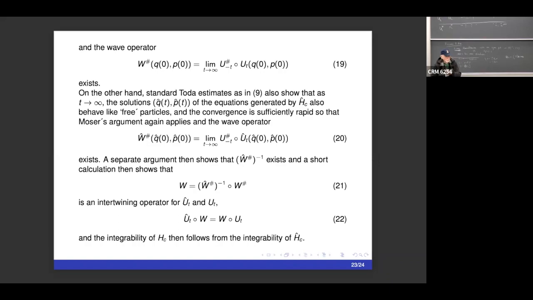Can you just repeat what you're saying? Yes. You have these two evolutions and you're looking for an intertwiner. One way of getting that is to compute this wave operator. But maybe the wave operator doesn't exist. I think it doesn't exist. Maybe you can still find the W sometimes.